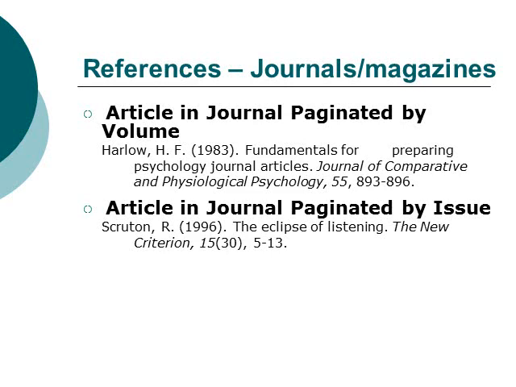So for this second example here, we have the author, the year, the name of the article, which is The Eclipse of Listening, a period, the name of the journal it appears in, which is The New Criterion, a comma, the volume of that journal that this article is appearing in, which is 15. Notice that the volume number is always italicized, and then you're going to start parentheses and put the issue number, which in this case is 30.